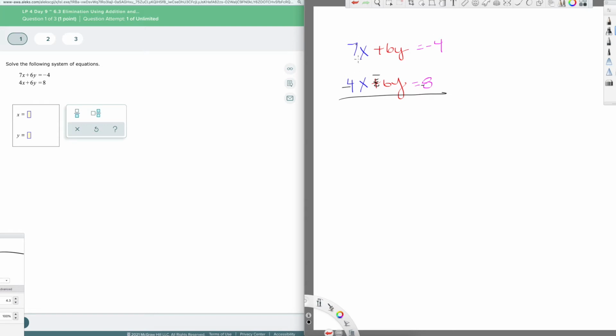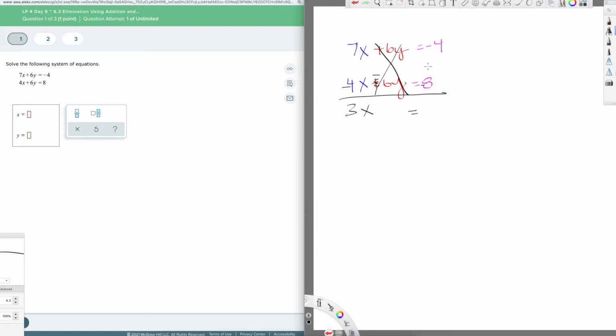So now I have 7 minus 4, I get 3x. 6 minus 6 becomes 0. It cancels out. And I don't have to put plus 0y like it was showing on the example screen. You can if you want to, but 0 plus 0 doesn't change anything. So it just kind of cancels out and goes away.